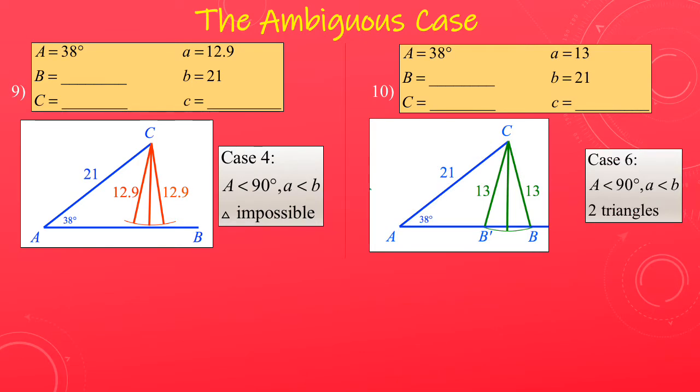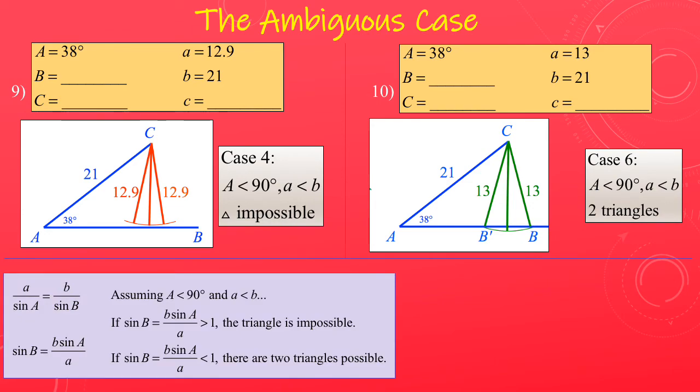We have the same picture drawn to perfect scale in number 10, but now the length of the line coming down from C is 13, just a hair longer, and that extra length makes a difference. Not only does the green line of length 13 hit the horizontal line, it hits it in two locations that we will call B and B prime. We went from a non-possible triangle in number 9 to two possible triangles in number 10.